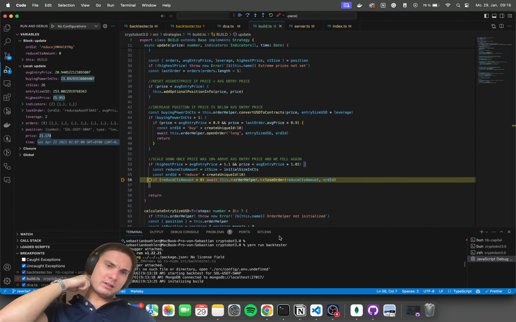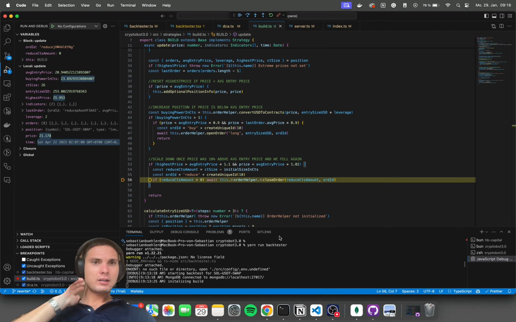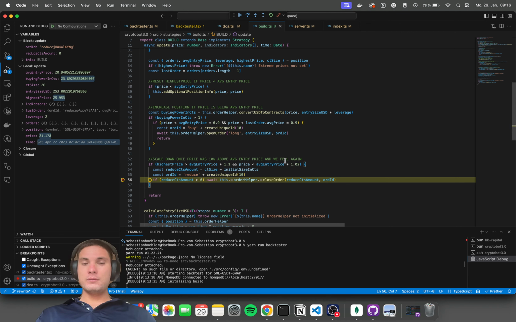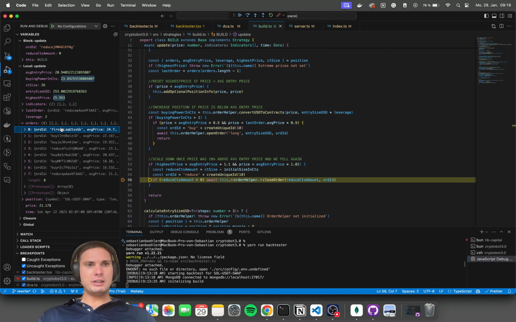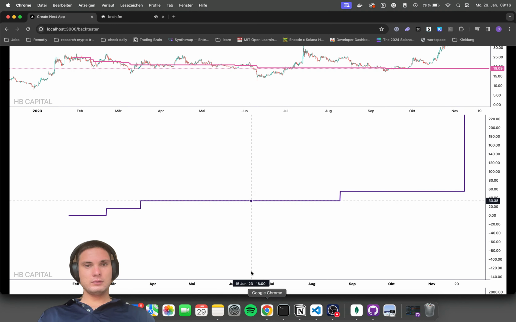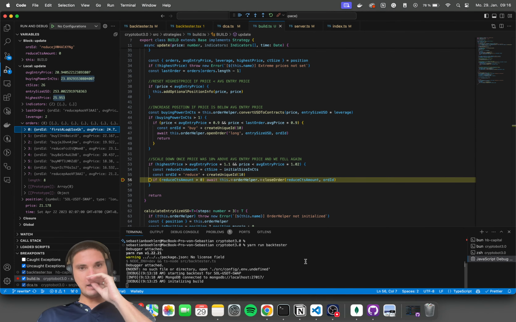And why we don't scale down is because we would reduce by more. So our position is 26 contracts, and our initial open was about 26 contracts. So we would scale down further than our initial opening, and that's why we don't scale down. Right.